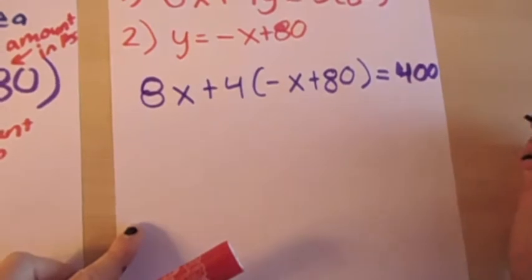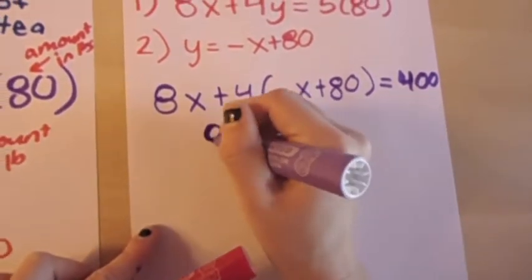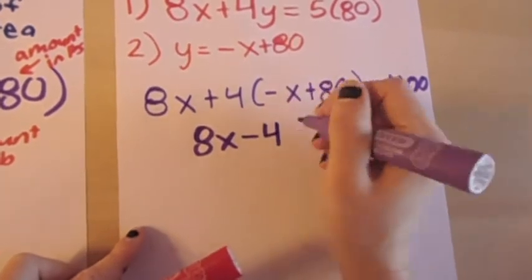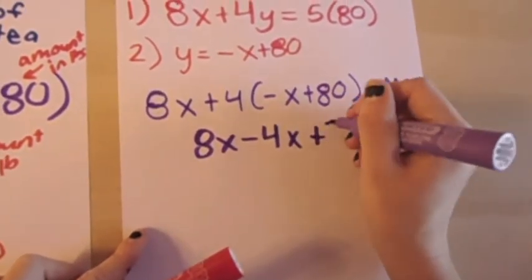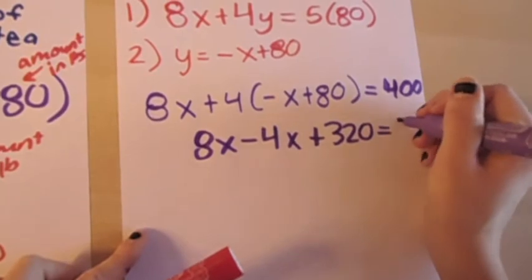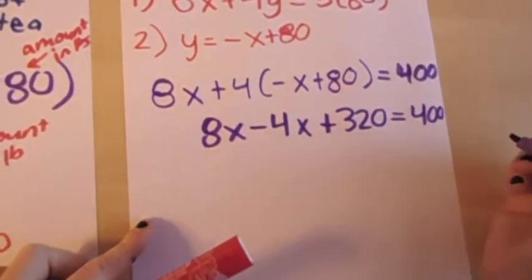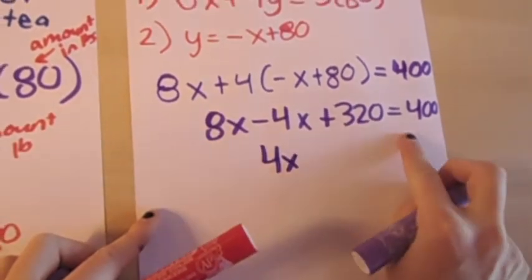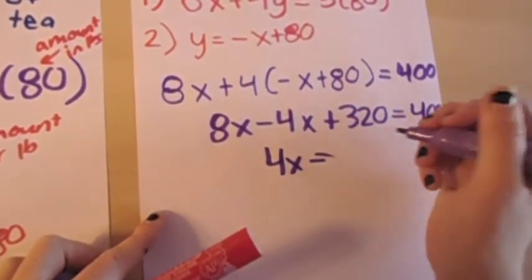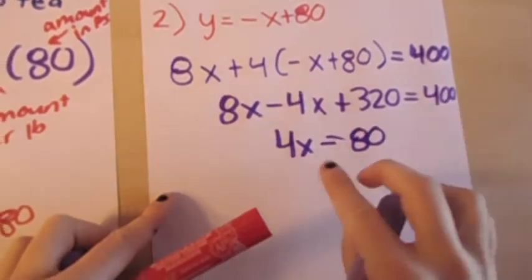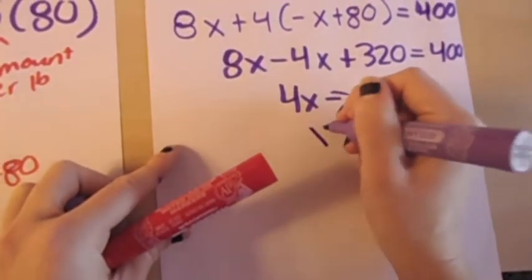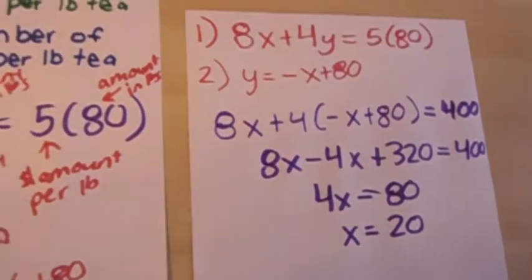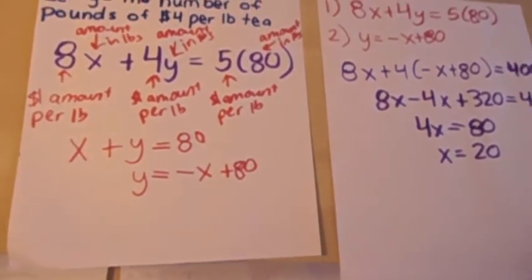And we'll just solve this for x. So we'll do 8x, and then we'll distribute the 4. So negative 4x plus 320, which is equal to 400. Then we'll simplify, so 4x, and then we'll subtract 320 from both sides, so we'll set that equal to 80. And we'll divide both sides by 4, so we get x equals 20. So now we get x equals 20, which is our solution for x.